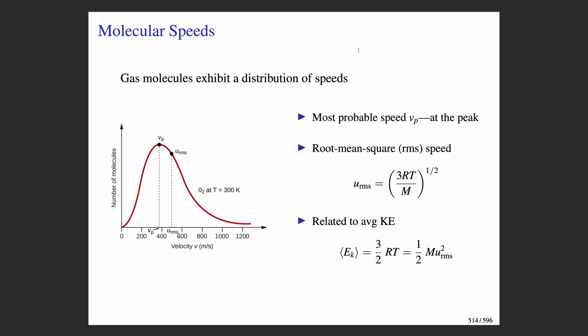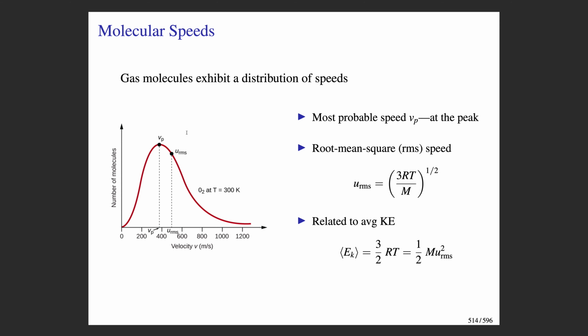This slide goes into a little bit more depth regarding the distribution of molecular speeds. As I mentioned before, we treat gas molecules as if they're moving randomly. What we mean by that is that the molecules are moving in different directions. So they have randomized directions, and they also have randomized speeds. Some molecules are moving fast, some molecules are moving slow.